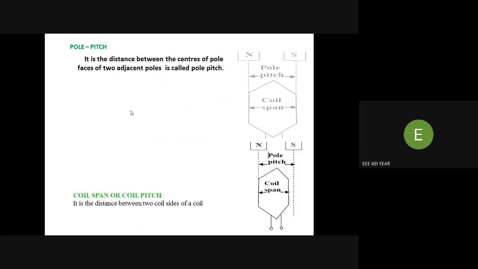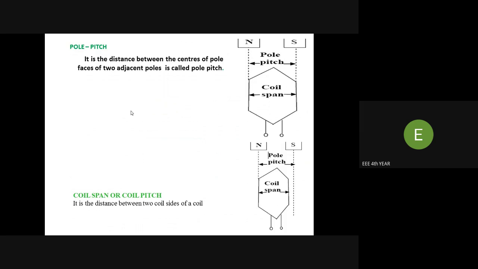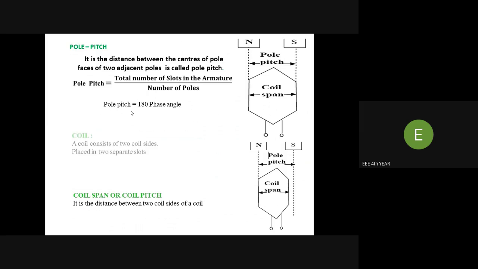Here are some basic concepts about the pole pitch. Pole pitch is the distance between the centers of two adjacent poles, that is, the distance between the centers of the pole faces of two adjacent poles. It is also called coil span. For full pitch winding, pole pitch equals coil span. For short pitch winding, the coil span is less than the pole pitch. So the pole pitch angle is 180 degrees phase angle.